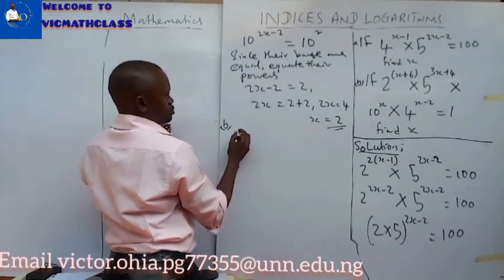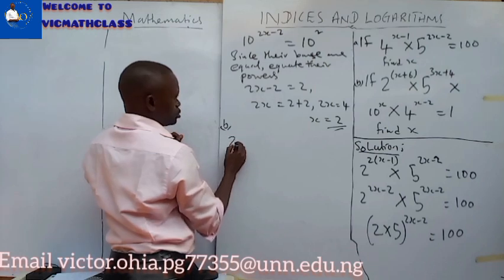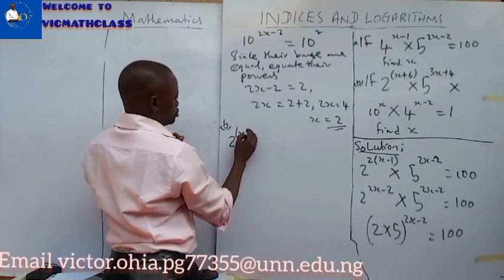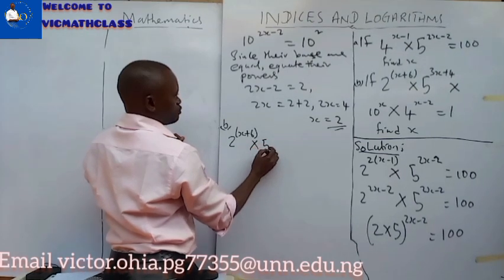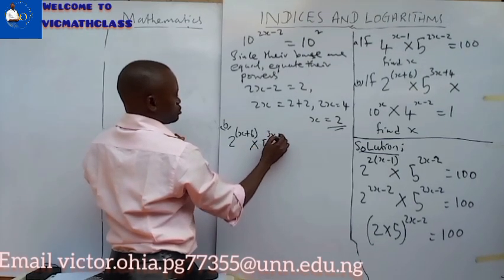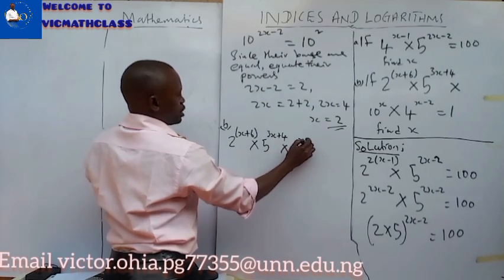So I can rewrite the entire expression as 2 to the power x plus 6, multiplying 5 to the power 3x plus 4, multiplying 10 to the power x.